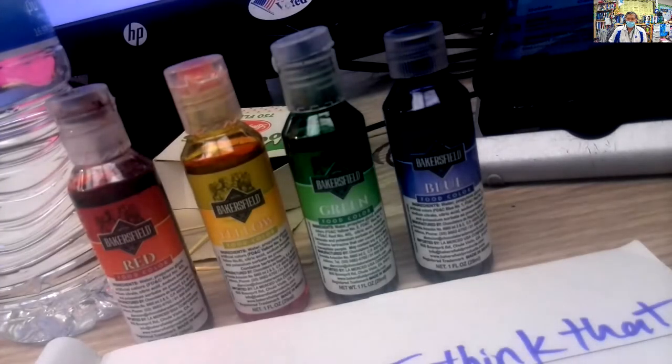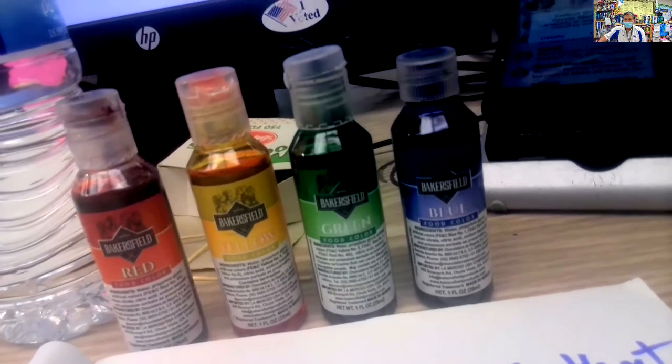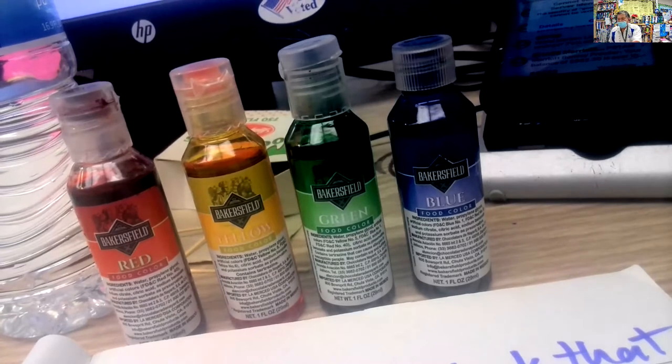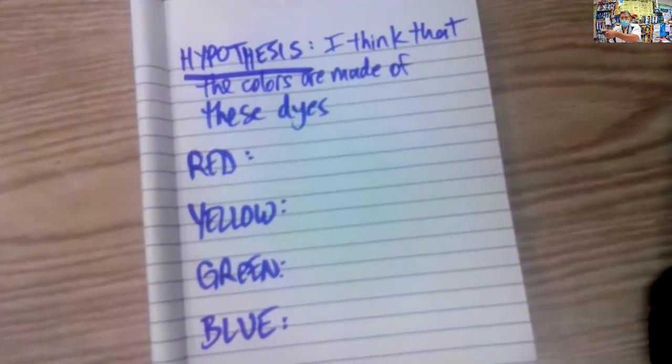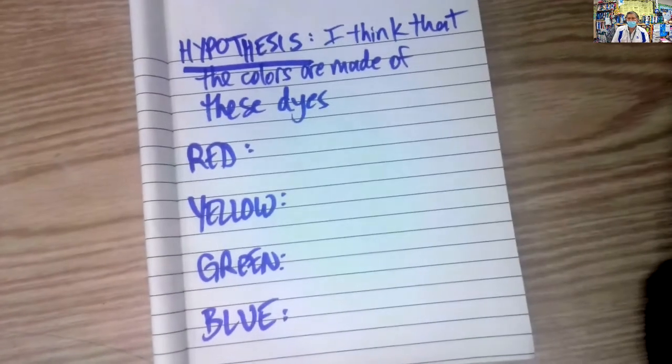Okay, here are the four different food colors for you. You have red, yellow. Let me focus that a little bit better so that you can maybe even read the words there. Red, yellow, green, and blue food coloring. And before you look at it too intently, go ahead and write your hypothesis, please. Hypothesis: I think that the colors are made of these dyes.